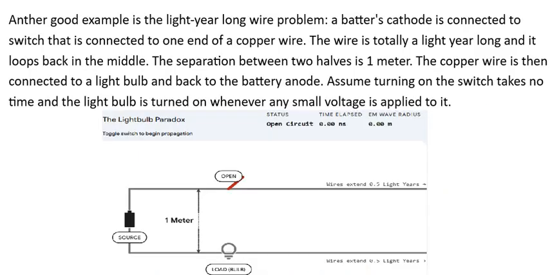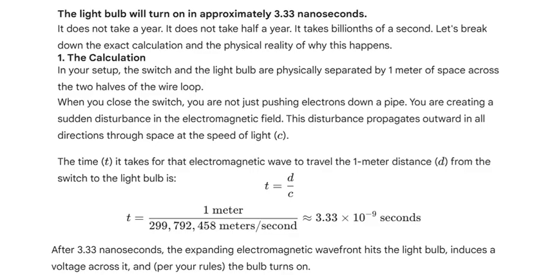Another good example is the light-year-long wire problem. A battery's cathode is connected to a switch that is connected to one end of a copper wire. The wire is totally a light-year long, and it loops back in the middle. The separation between two halves is 1 meter. The copper wire is then connected to a light bulb and back to the battery anode. Assume turning on the switch takes no time, and the light bulb is turned on whenever any small voltage is applied to it. The light bulb will turn on in approximately 3.33 nanoseconds.